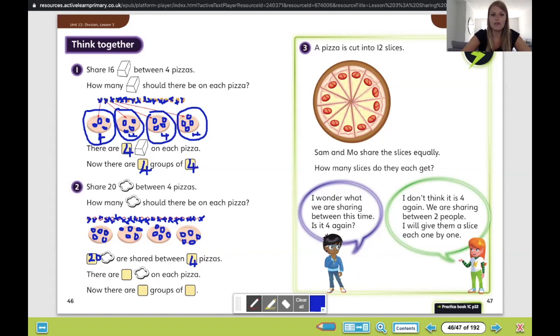How many peppers are there on each pizza? 1, 2, 3, 4, 5. 5 on that one, 5 on that one, and 5 on that one. Have we shared it equally? We have. So there are 5 peppers on each pizza. Right, let's look at the groups. 1 group, 2 groups. How many groups do you think there's going to be? 3 groups and 4 groups. So there are 4 groups with how many peppers in each group? 5. Excellent.